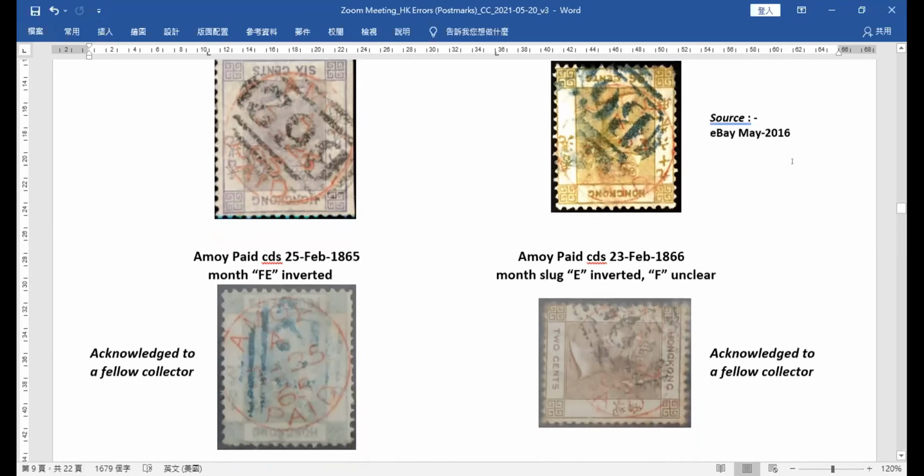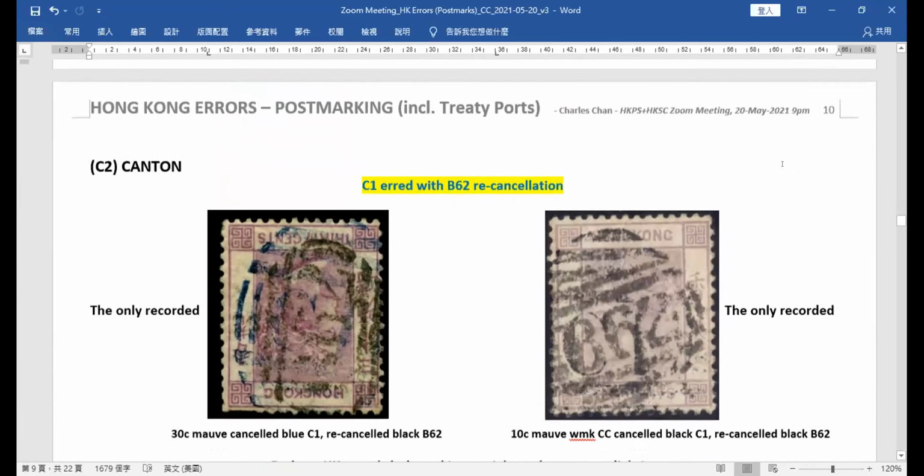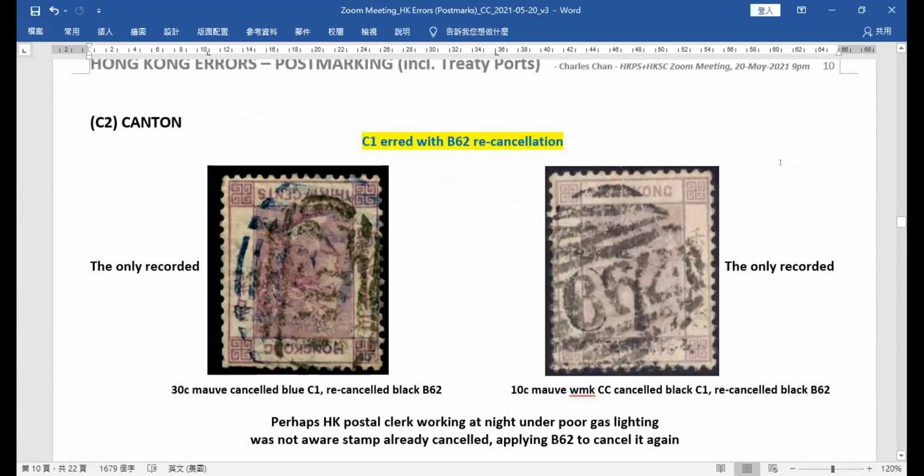Okay, next page. Canton. The C1 error with B62 recancellation. It is a blue C1. It's a black C1. Recancel black B62.